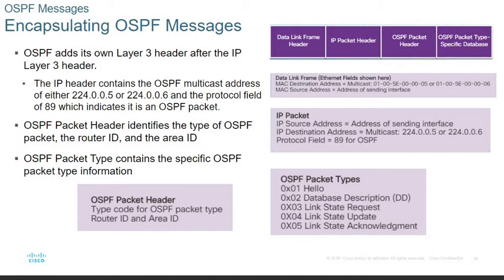Encapsulating OSPF messages. OSPF adds its own Layer 3 header after the IP Layer 3 header. The IP header contains the OSPF multicast address of either 224.0.0.5 or 224.0.0.6, and the protocol field of 89, which indicates it is an OSPF packet. The OSPF packet header identifies the type of OSPF packet, the router ID, and the area ID. The OSPF packet type contains the specific OSPF packet type information.